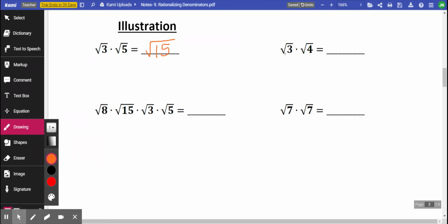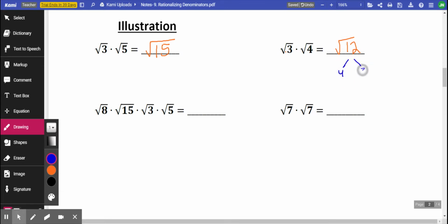Simple enough, right? 3 times 4 is equal to 12. The answer for this will be the square root of 12. However, for the square root of 12, we could actually simplify this a little bit. You could simplify the radical by doing the factor tree.